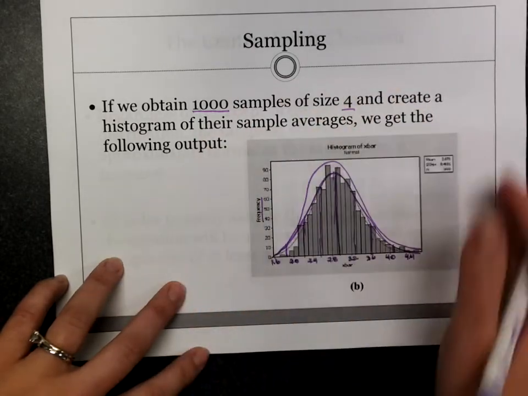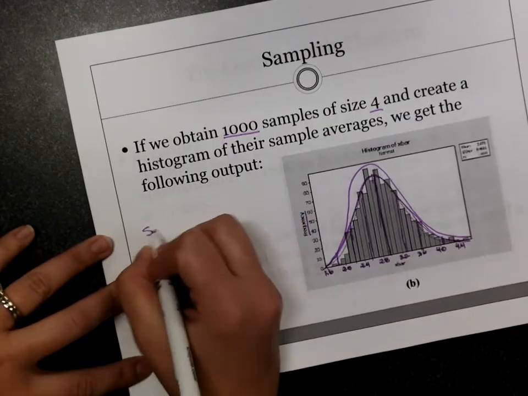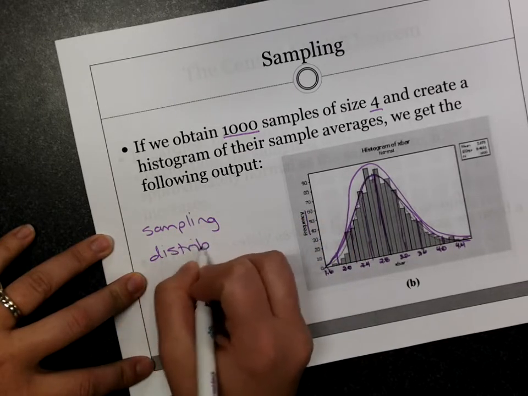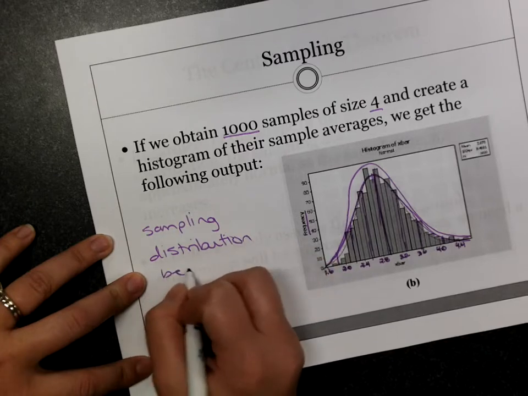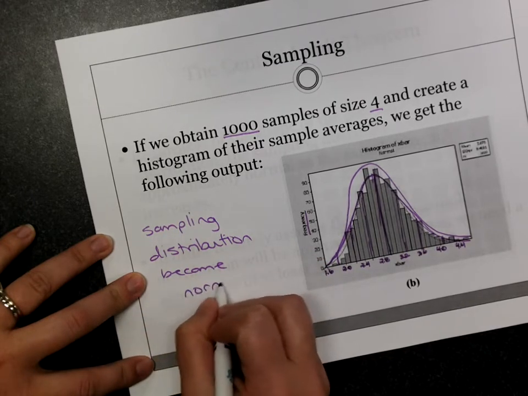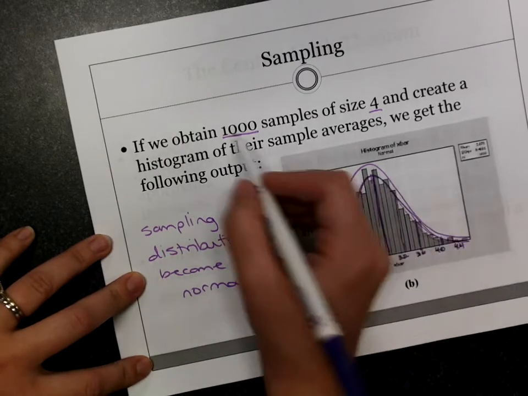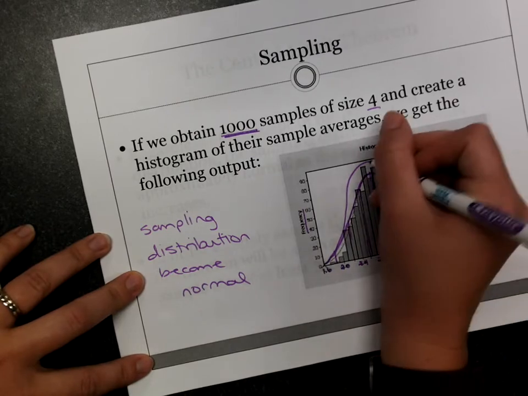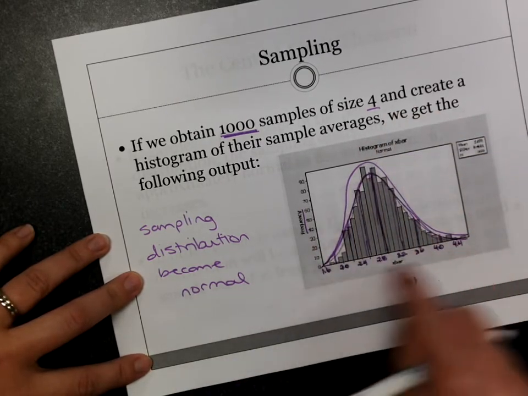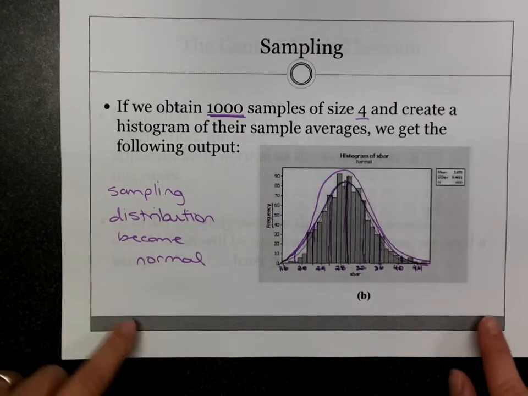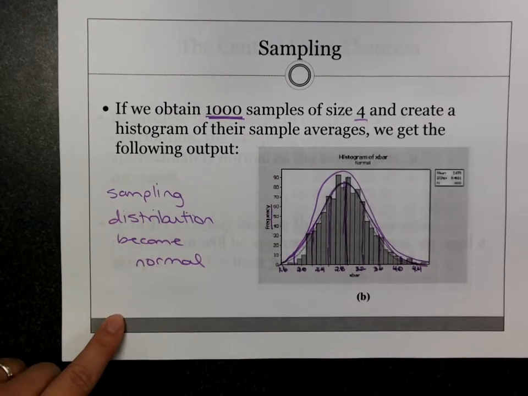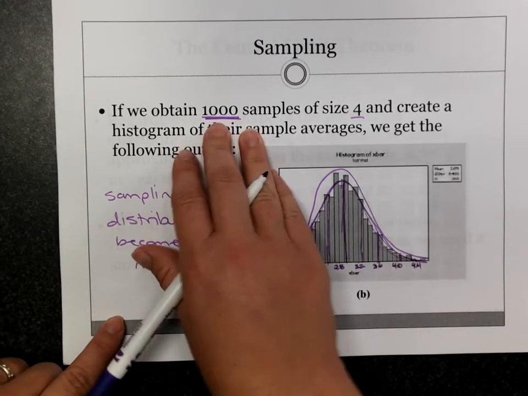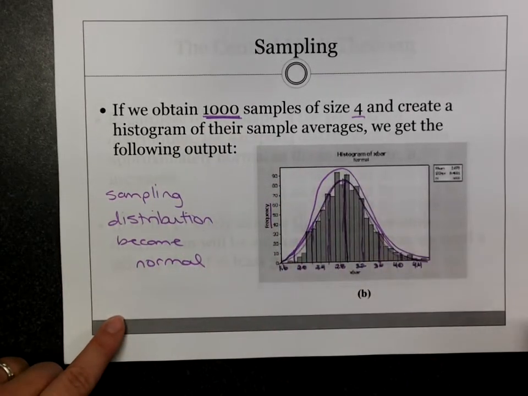But our distribution became normal. The sampling distribution became normal. Even though our population was skewed, if we take 1,000 samples, it becomes normally distributed, centered around the mean, and with the standard deviation a little bit smaller than the population. So that's what happens even if our population is skewed. If we take enough samples, if we take 1,000 samples, then our nice histogram becomes normally distributed.